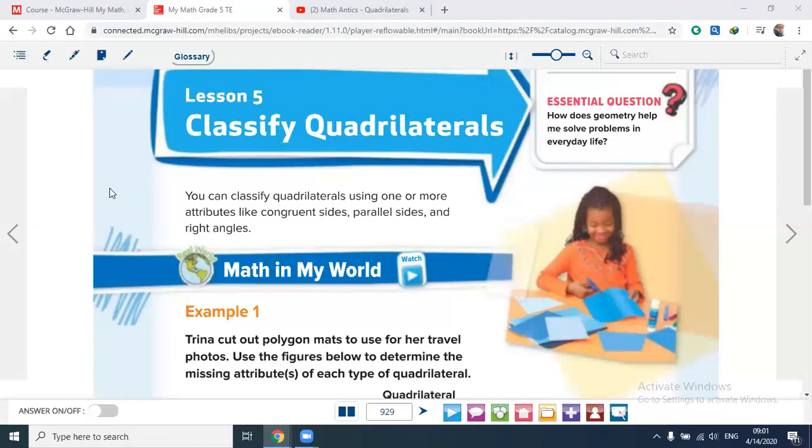Quadrilateral has how many sides? Quadrilateral has how many sides? 4. Yes, excellent. So, is a quadrilateral a polygon or not polygon? Yes, polygon.